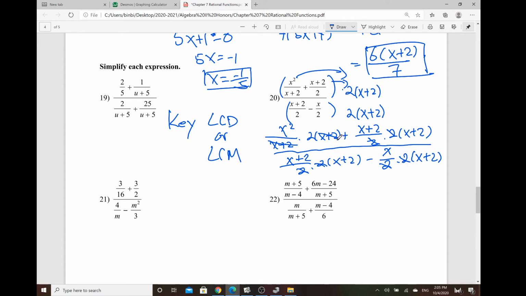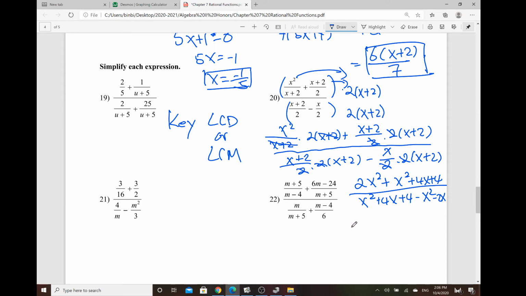So whatever is left, you just want to multiply straight across or distribute. So 2 times x squared, that'll be 2x squared. x plus 2 times x plus 2 will be x squared plus 4x plus 4. And then down here on the bottom, x plus 2 times x plus 2, x squared plus 4x plus 4, minus, this one distribute. Got to be careful, it's negative x times x, negative x squared. Negative x times 2, negative 2x. The sign, negative times positive, negative.